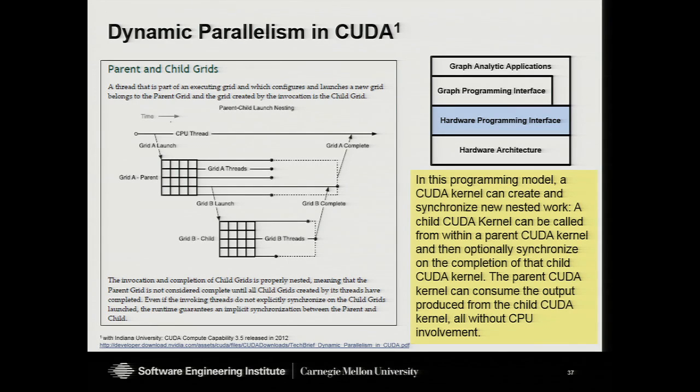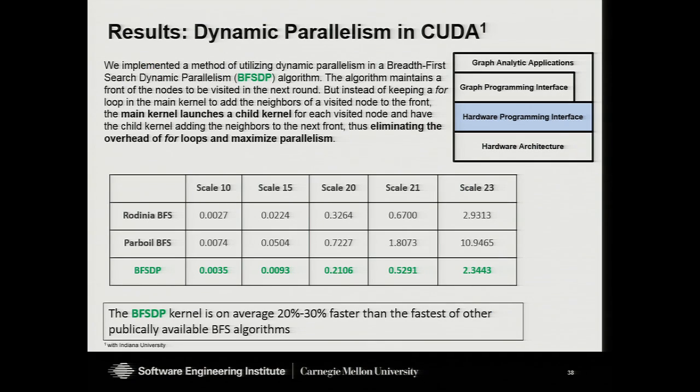The second thing we're doing with the hardware programming interface is taking advantage of new features in CUDA. This is dynamic parallelism. One of the challenges in doing GPU programming is the coordination between the CPU and the GPU, and a lot of work is done coordinating between those two. The new version of CUDA has a feature where you don't have to do that. You can actually have GPU jobs launch more GPU jobs. And with that, we were able to make a breadth-first search implementation that beat other public implementations by 20 to 30%. By moving all of that work to the GPU, you can get rid of for loops.